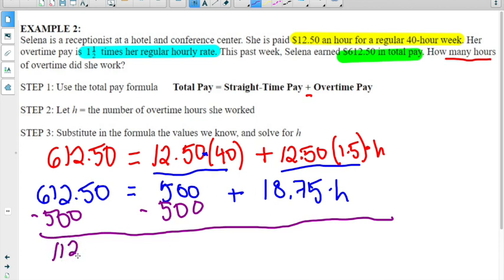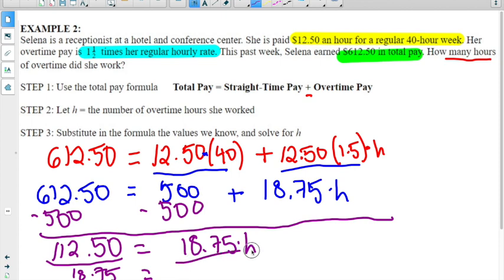First, 612.50 minus 500 will give us 112.50. That is equal to 18.75 times h. Okay, remember that 18.75 and h are being multiplied together. So in order to undo this multiplication, we need to divide. Okay, we need to divide both sides by 18.75.